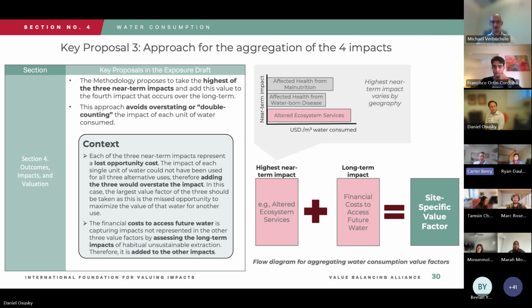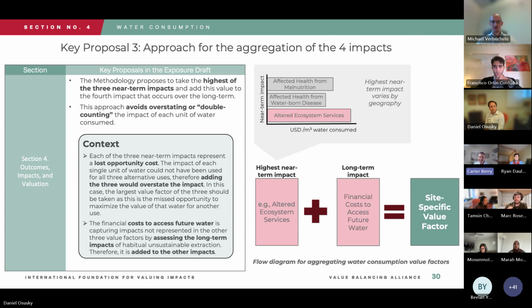So each of these impacts that you can see in the top right of your screen in the gray inset box all represent lost opportunity costs that are impacts that exist because water was being used somewhere else and couldn't drive these specific related categories. And so what that means is a single unit of water could not have driven all of those impacts together.